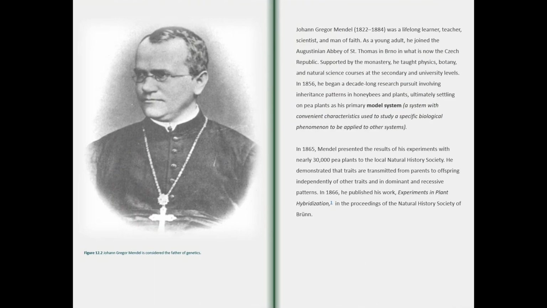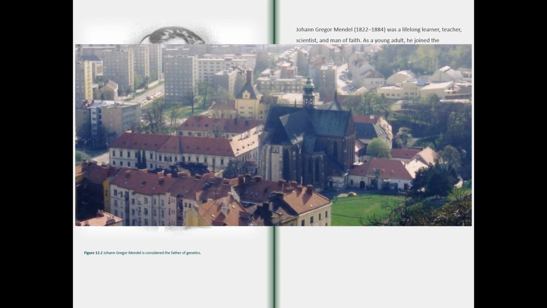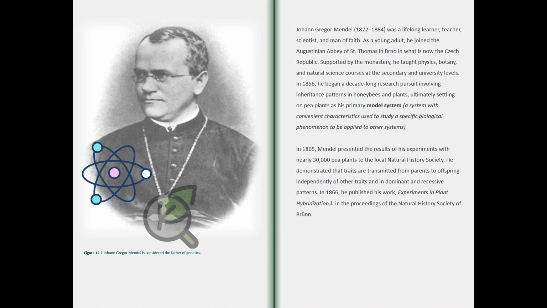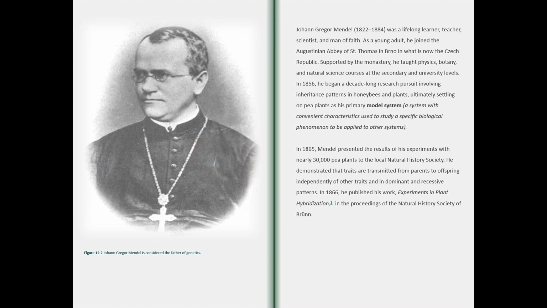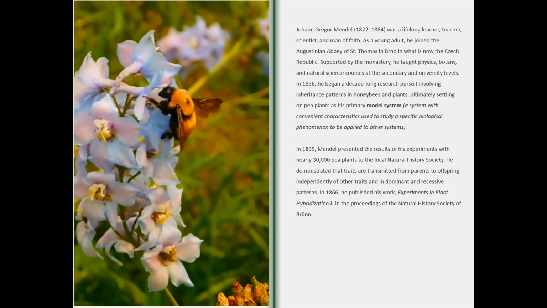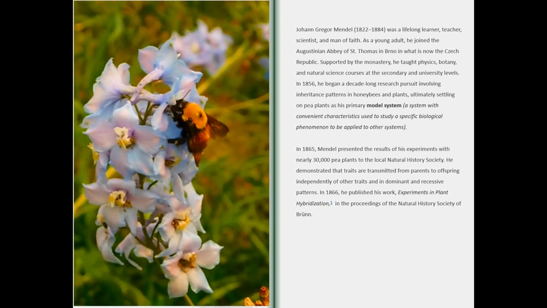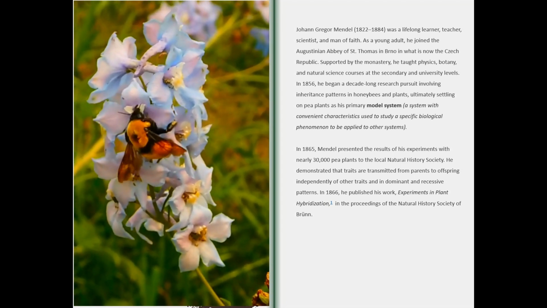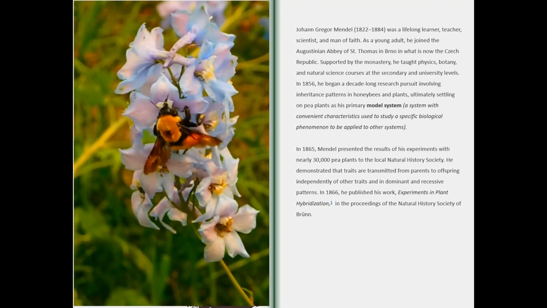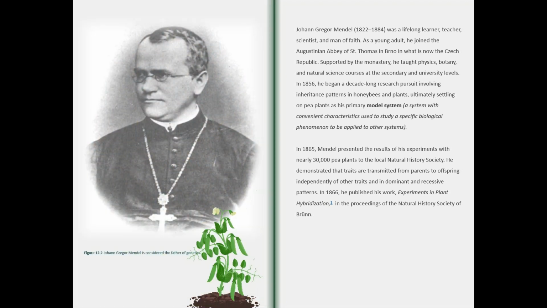Gregor Mendel was a lifelong learner, teacher, scientist, and a man of faith. As a young adult, he joined the Augustinian Abbey of St. Thomas in Brno, in what is now the Czech Republic. Supported by the monastery, he taught physics, botany, and natural science courses at the secondary and university levels. And in 1856, he began a decade-long research pursuit involving inheritance patterns in honeybees and plants, ultimately settling on pea plants as his primary model system, keeping in mind that a model system is what we call a system with convenient characteristics used to study a specific biological phenomenon to be applied to other systems.